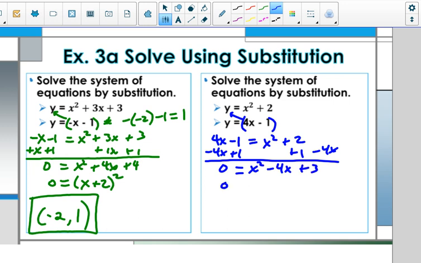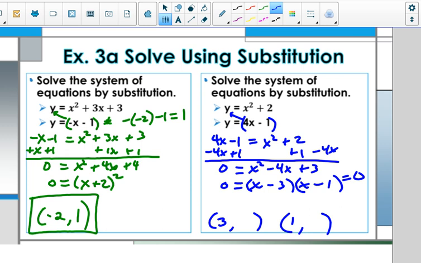I can factor now. That gives me two binomials. I know -3 times -1 gives me +3. -3 plus -1 gives me -4. So those are my two binomials, make them both equal to 0. So that tells me the two binomials are different. I have two solutions. So I need two ordered pairs. One of them, x is 3. The other one, x is 1.